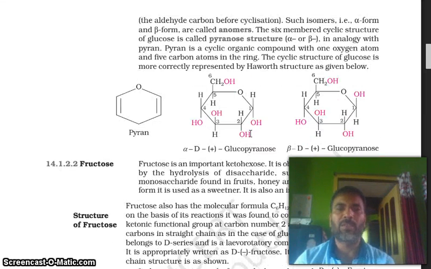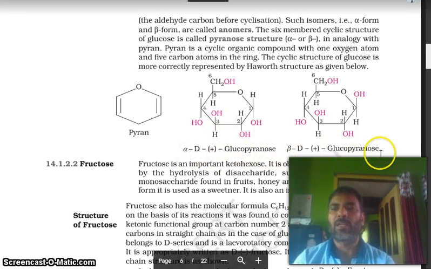involved in alpha. So pyran-like structure, we call it pyranose structure and furanose structure. So alpha D glucopyranose and beta D glucopyranose. This is the alpha position. So this is alpha and this is the beta.